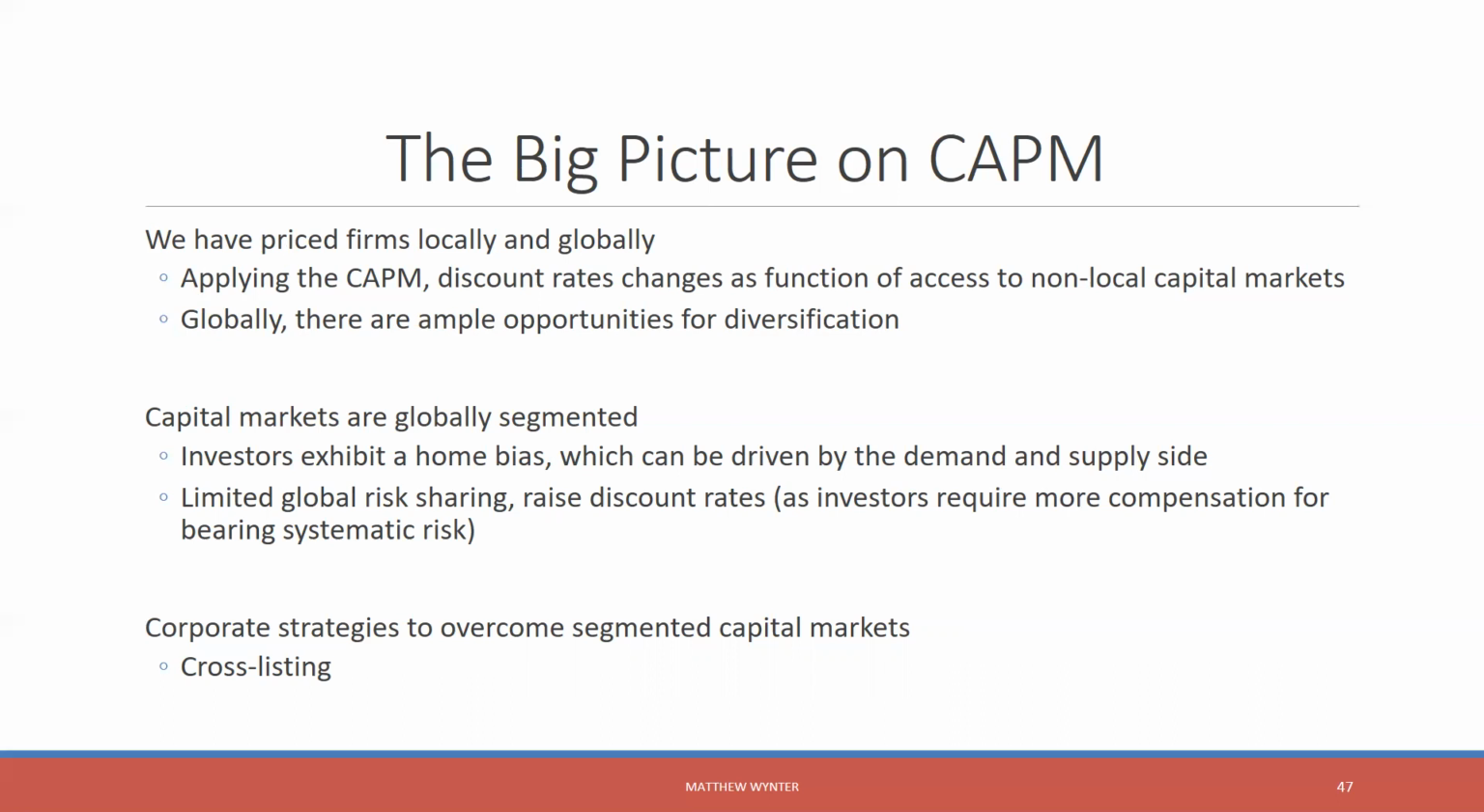The very last thing is that we discussed corporate strategies to overcome segmented capital markets. So our big example is cross-listing. We observed that when the firm was able to access global capital markets, it faced a lower discount rate, and that lower discount rate increases firm value. Remember, if you can reduce that discount rate, you raise the present value of the firm, and potentially you have investments that are now more attractive. So potentially the firm can invest more.